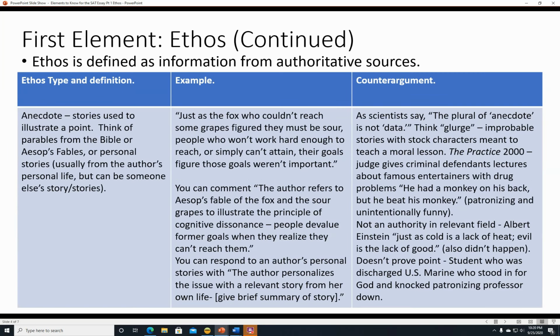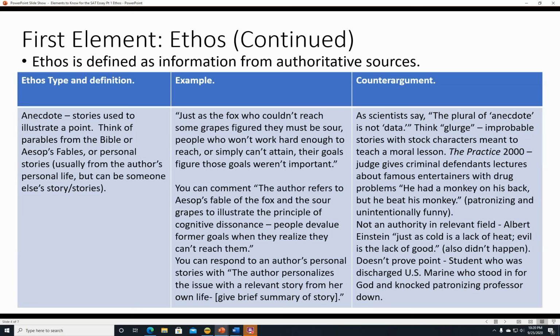Okay. Anecdote. Stories used to illustrate a point. These can be parables from the Bible, they can be fables from Aesop's fables, or personal stories, usually from the author's personal life, but they can be from someone else's story or stories. So here's one. Just as the fox who couldn't reach some grapes figured they must be sour, people who won't work hard enough to reach or simply can't attain their goals figure those goals weren't important.